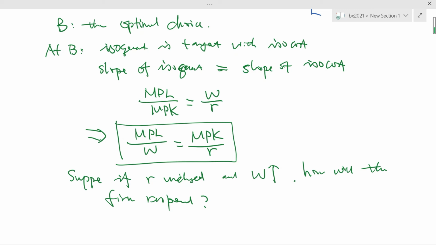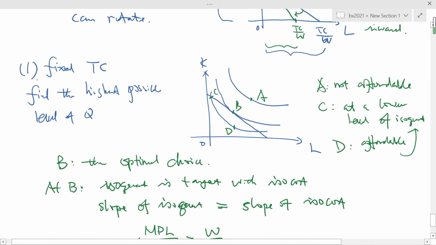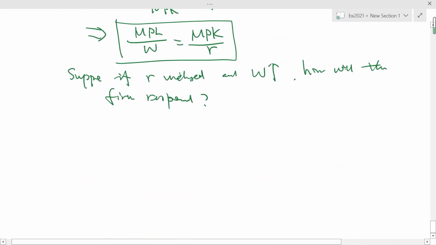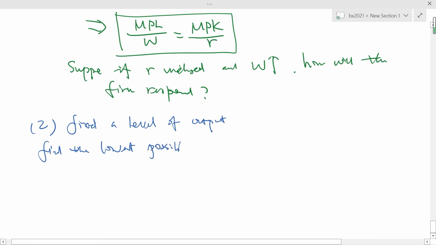And you can use these isoquant and isocost graphical tools to confirm this point. So the way we did it, we fixed the budget, fixed the cost level, and found the highest possible level of output. Equivalently, we can also think this way. Let's say I'm going to fix the output, or fix the isoquant, and find the lowest possible combination of K and L. So here we are actually thinking in terms of minimizing the costs.